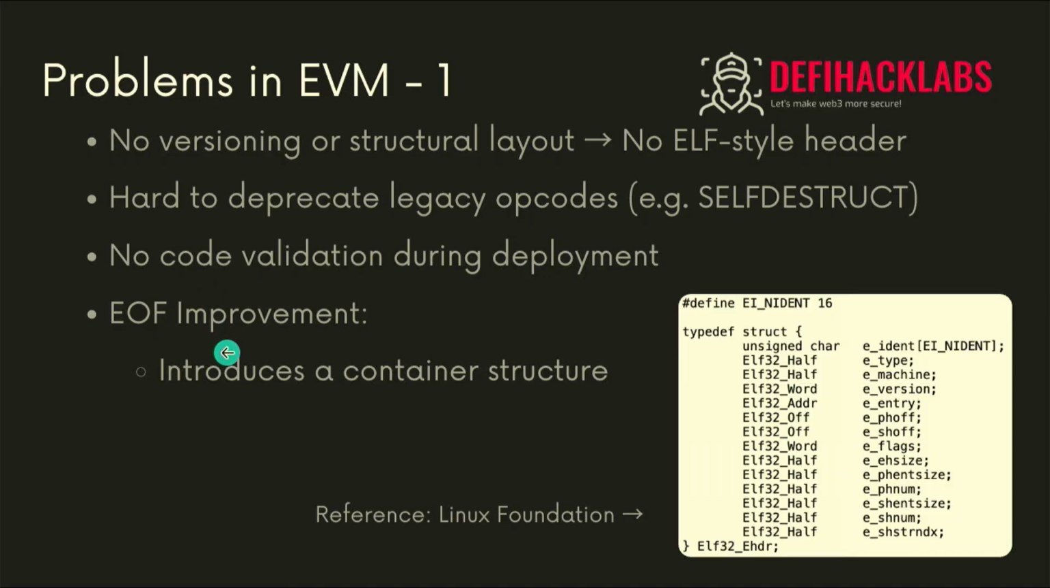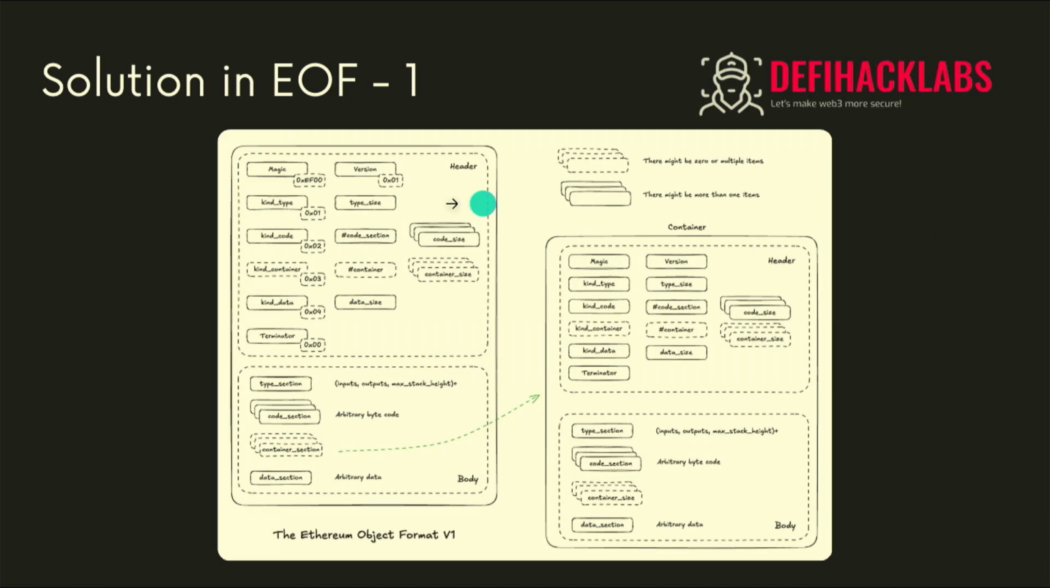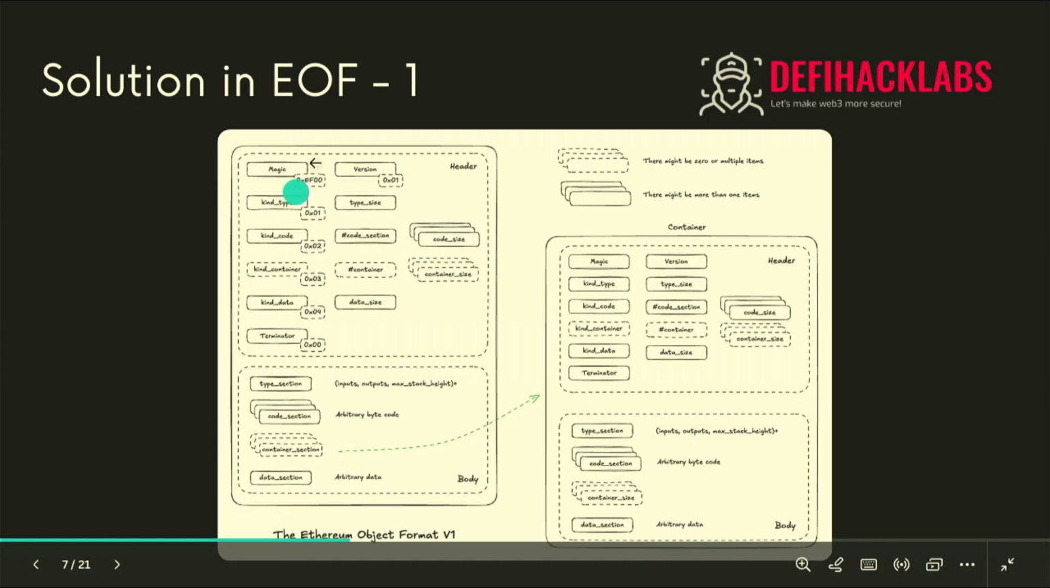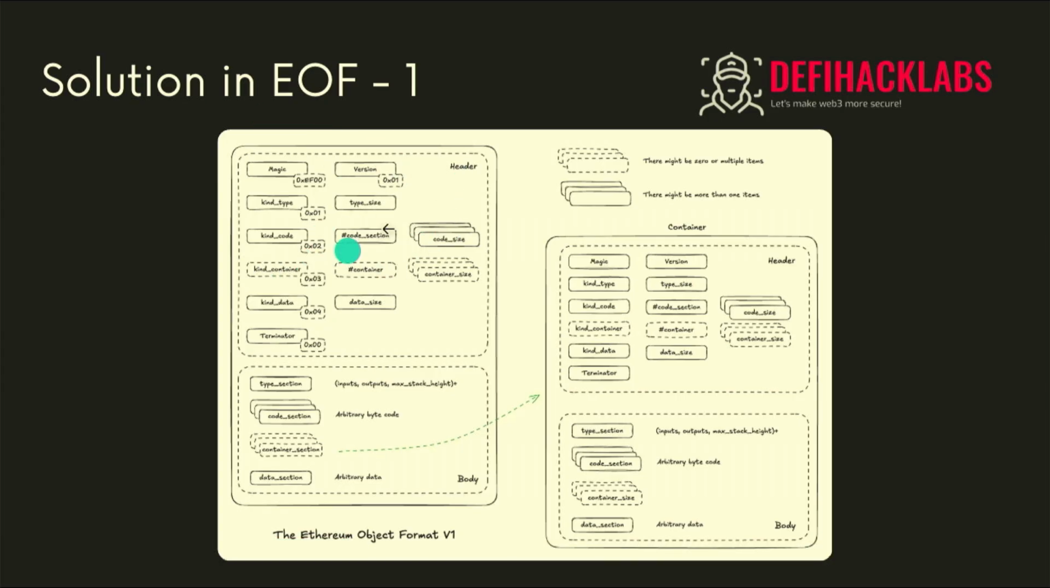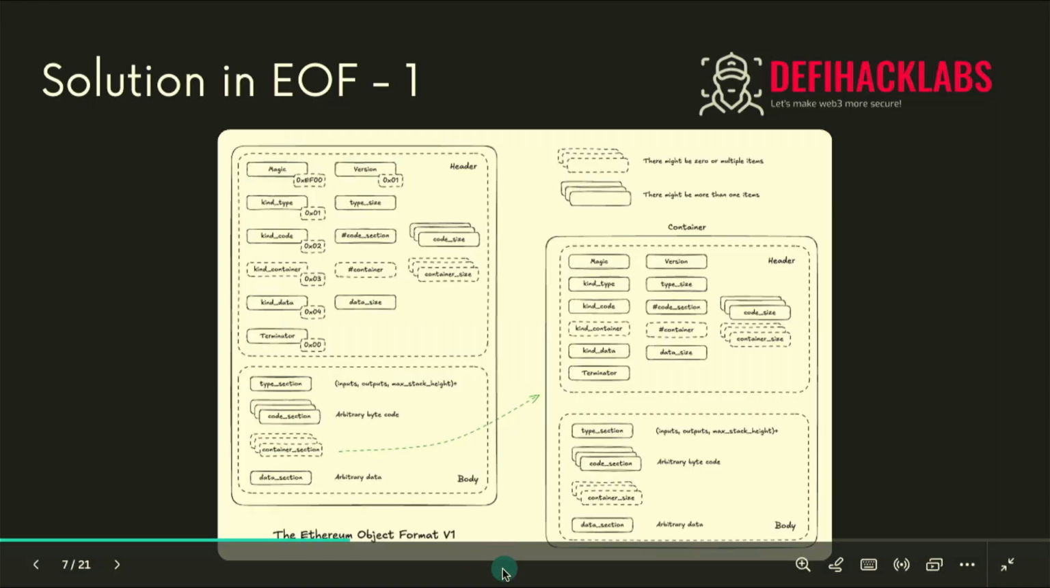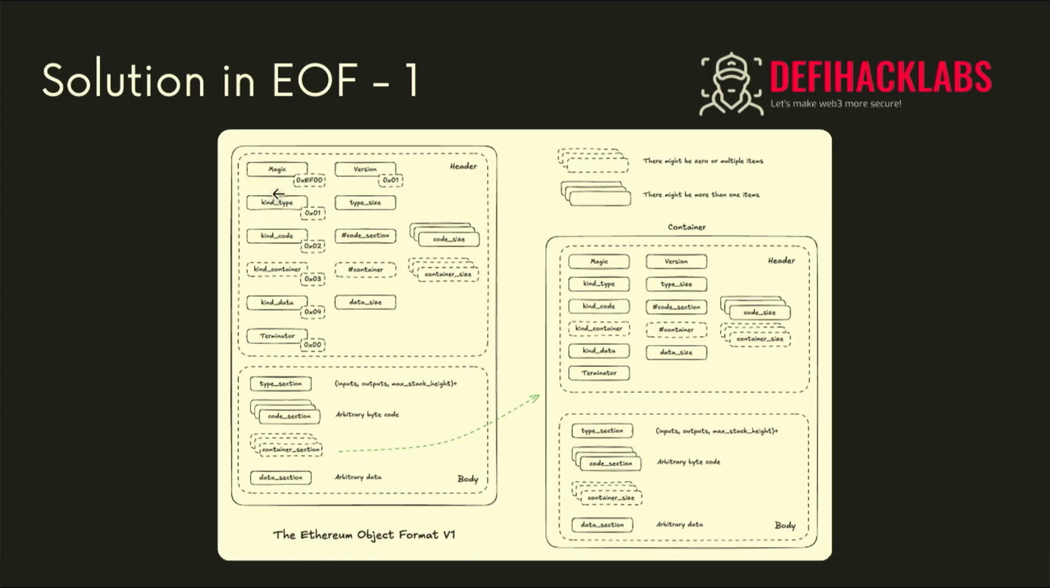As a result, the first improvement for EOF is to introduce a container structure that provides a structural layout and versioning header. This is the container for EOF. In a container, there are two parts. The first part is the header, and the second part is the body. And you can see in the header, there's a magic value that tells you this bytecode is EOF compatible. And this version, the following byte is the versioning. So you can see this is the first version of EOF.